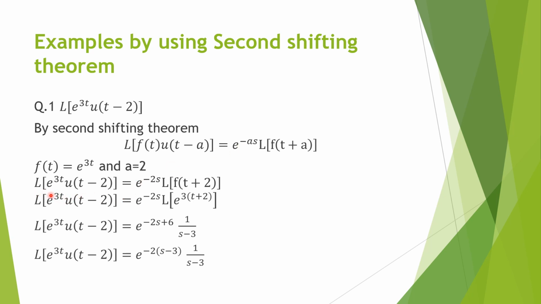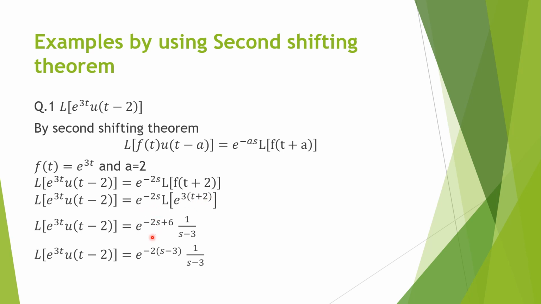by using the second shifting theorem, it will be e raised to power minus 2s times Laplace transformation of function of t plus 2. So where you write t, you have to write now t plus 2. Our function of t is e raised to power 3t, so we write e raised to power 3 times (t plus 2) in the next step. So what we have to find now is Laplace transformation of e raised to power 3(t plus 2). We solve this term, so it will be e raised to power 3t plus 6.